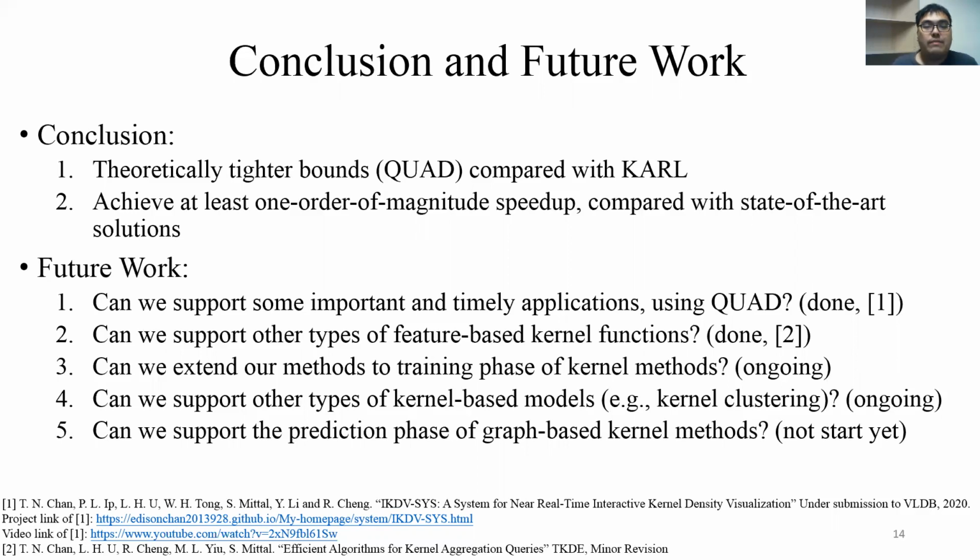The first one is, can we support some important and timely applications using QUAD? In fact, we have done that. The second one is, can we support other types of feature-based kernel functions? In fact, we have also done that. The third one is, can we extend our methods to the training phase of kernel methods? The fourth one, can we support other types of kernel-based models, kernel clustering for example, or kernel PCA? The fifth one is, can we support the prediction phase of graph-based kernel methods? And this one we have not started, and we are starting as soon as possible.